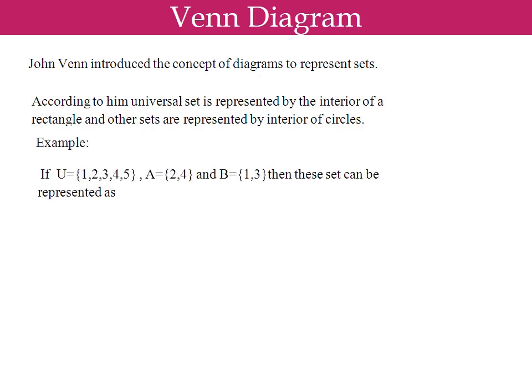For example, if U is equal to {1, 2, 3, 4, 5} and A is {2, 4}, B is {1, 3}, then this set can be represented in a Venn diagram like this. So the rectangle is called the universal set. The remaining circles indicate those values.